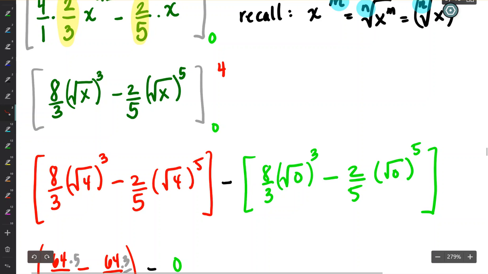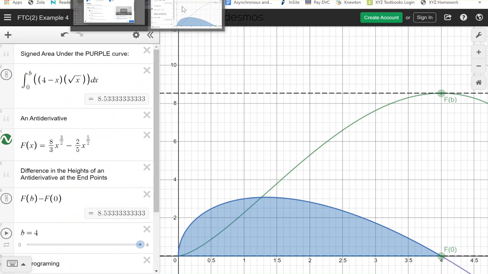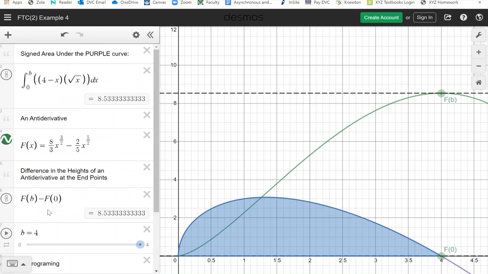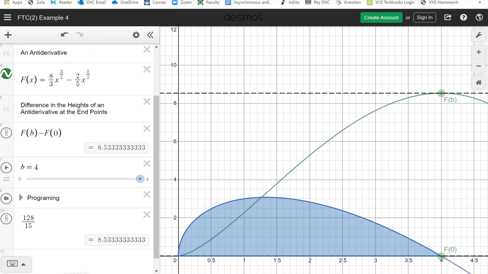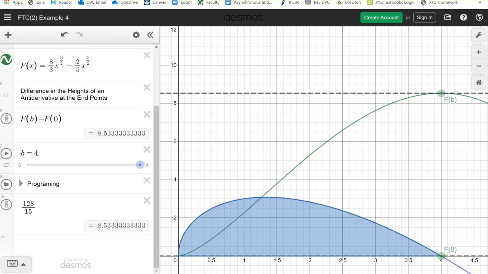All right. And this is just so amazing that evaluating that antiderivative at the endpoints, in other words, f of b, which is f of 4, minus f of 0, that height, that length right there is the same number as the area under this curve. And that number, 8.53 continuing, that number you can see here is the 128/15. Really, really elegant.